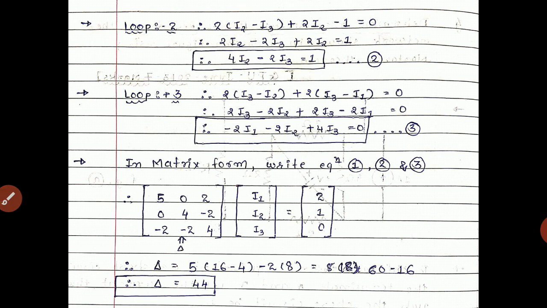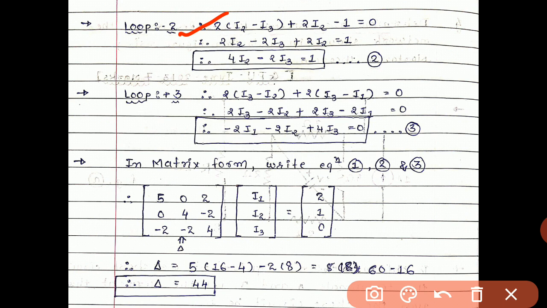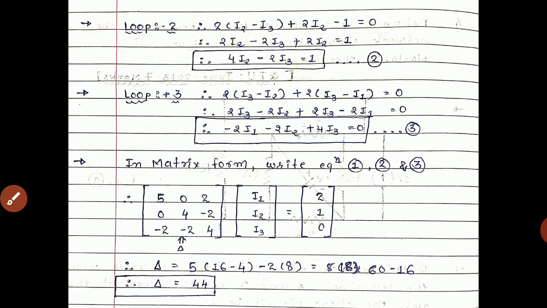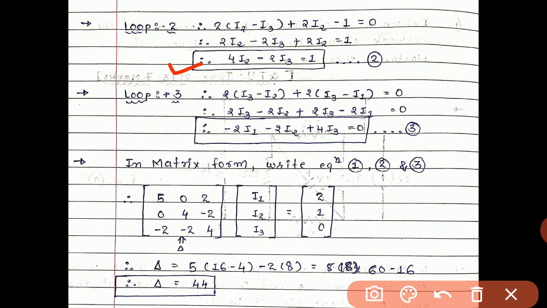Similarly, in loop 2 we apply KVL, so we get 2 into (I2 minus I3), because the 2 ohm resistance contributes in both loop number 2 and loop number 3, plus 2I2 and minus 1. Why minus 1? Because the 1 volt source is in charging mode, which equals 0. By simplification we get 4I2 minus 2I3 equals 1. Say it equation number 2.